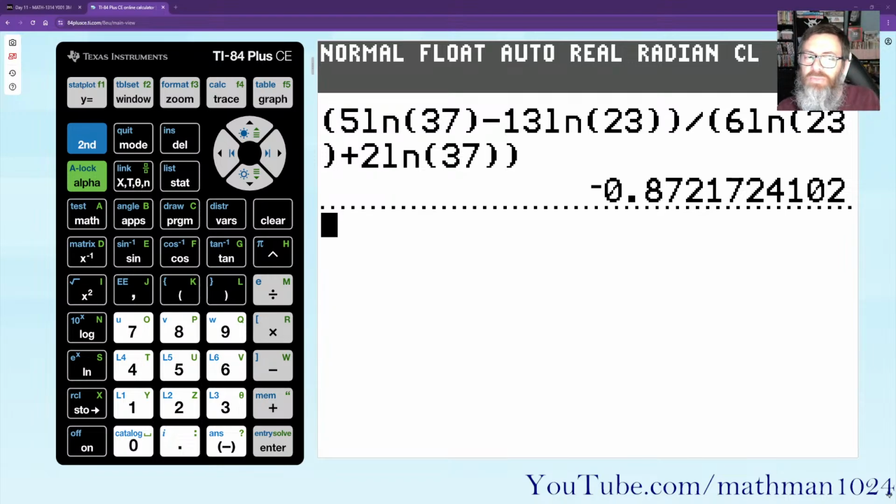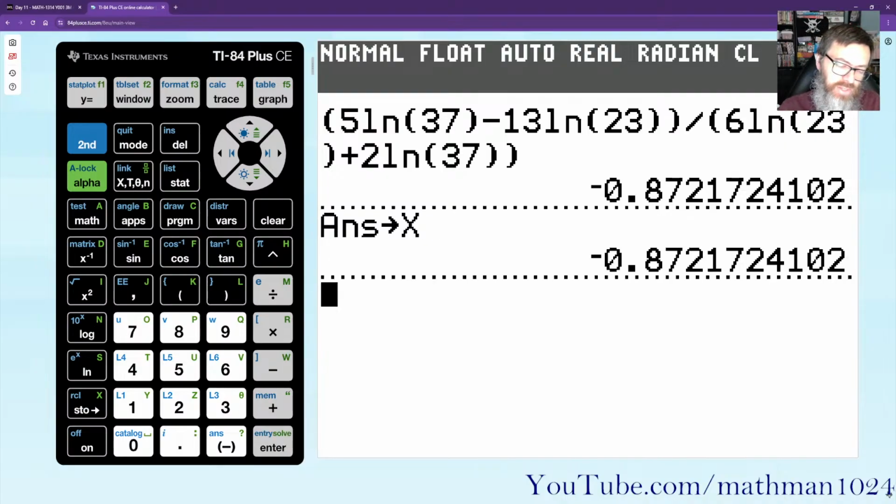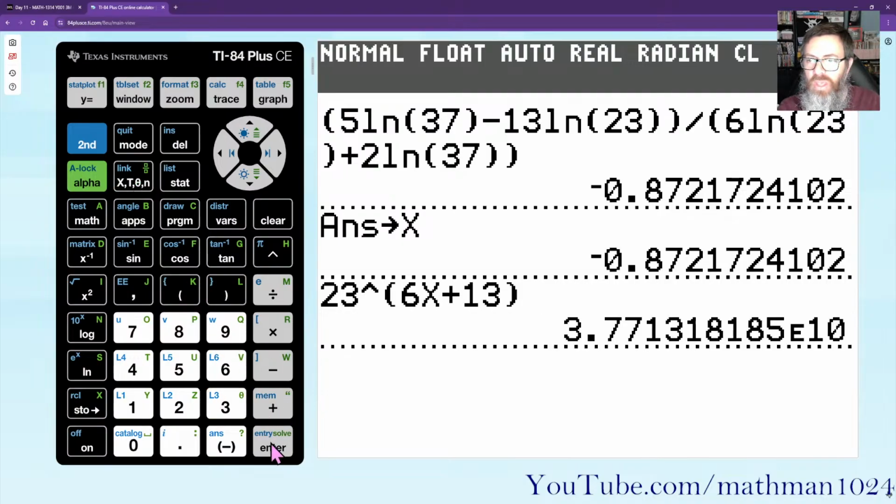But let's do what we did before. Let's store this into our variable x. And then we're going to check both sides of our equation. On one side, we have 23 raised to the, now keep in mind, it's not just a single piece. It's parentheses, 6x plus 13. All right, I get 3.7 times 10 to the 10th power. So you're looking at something that's of the order of 37 billion. That's a lot. Well, let's check the other side here.